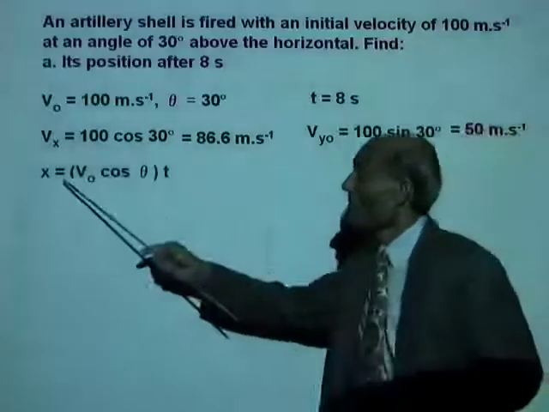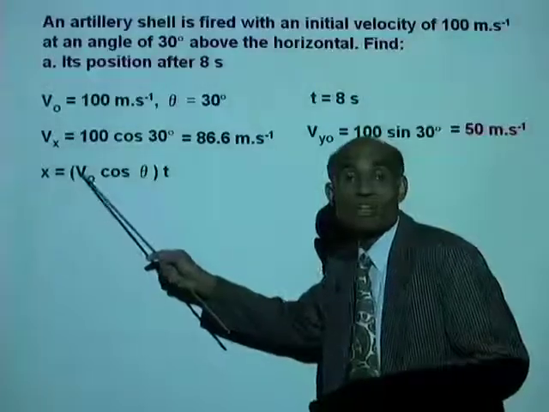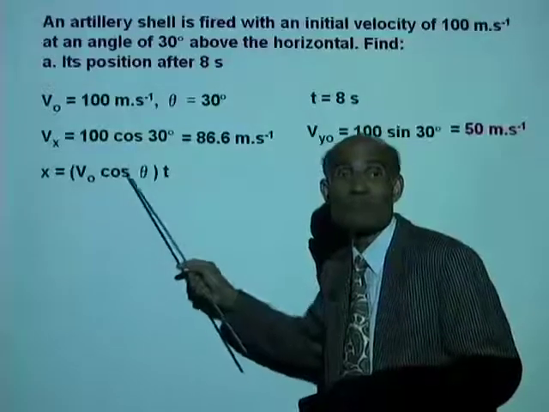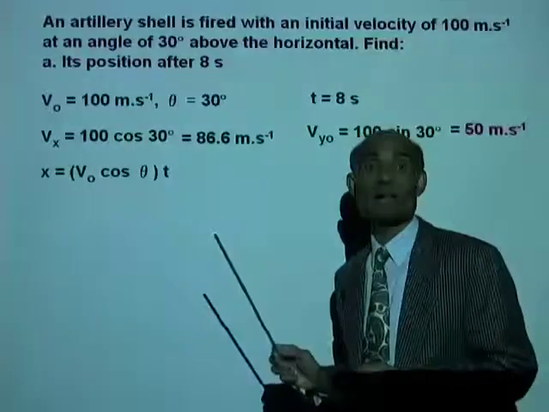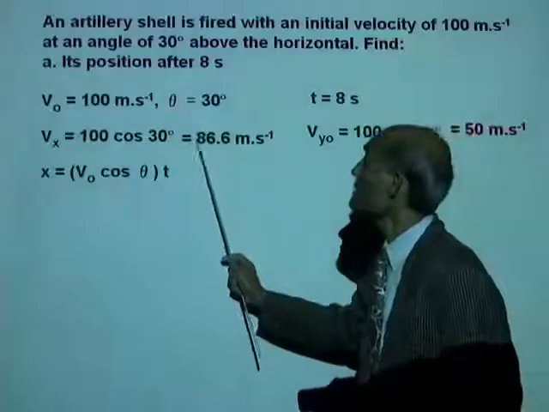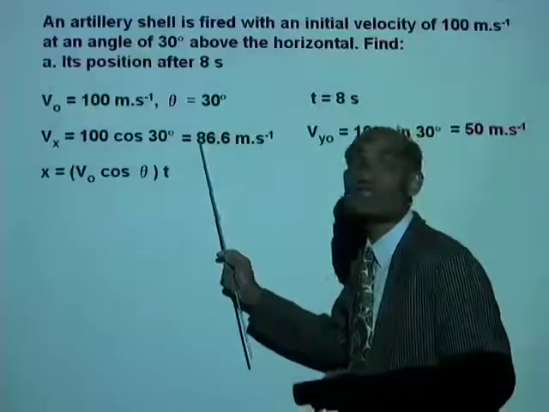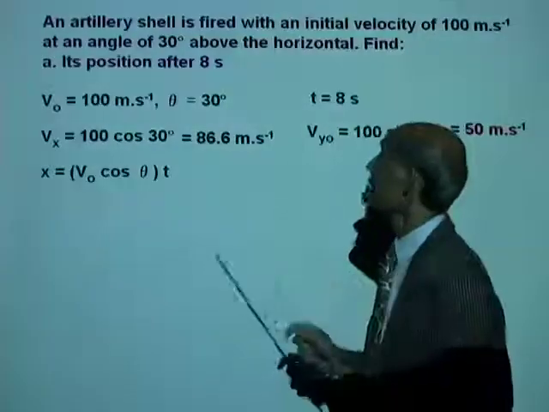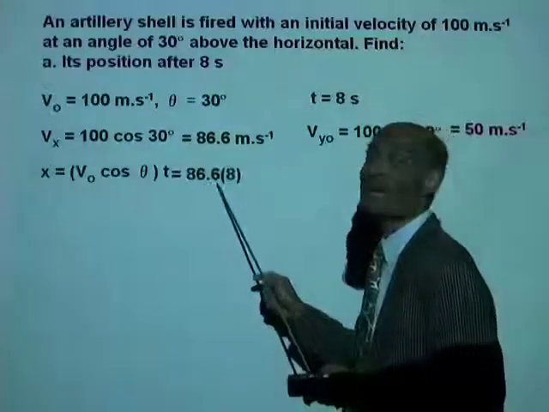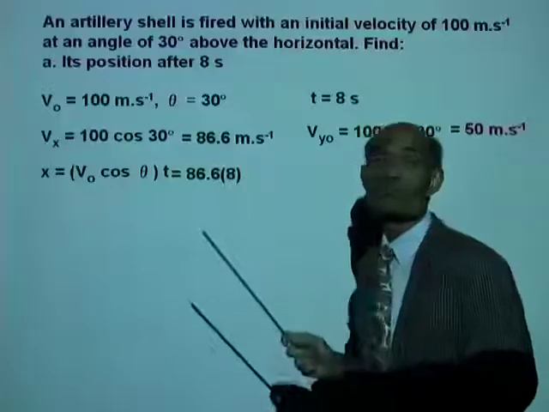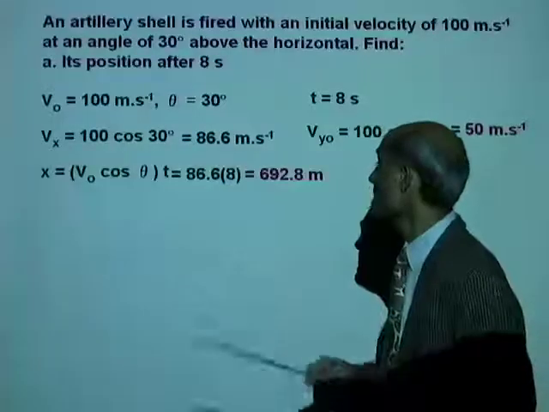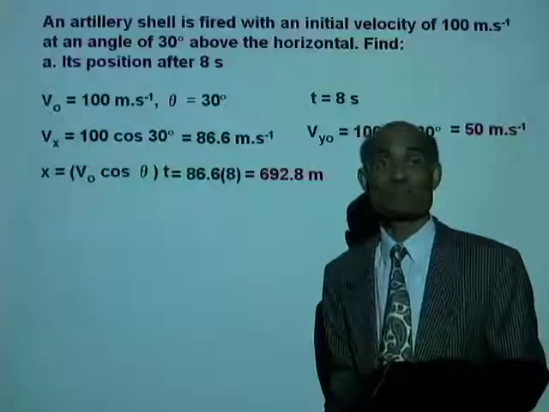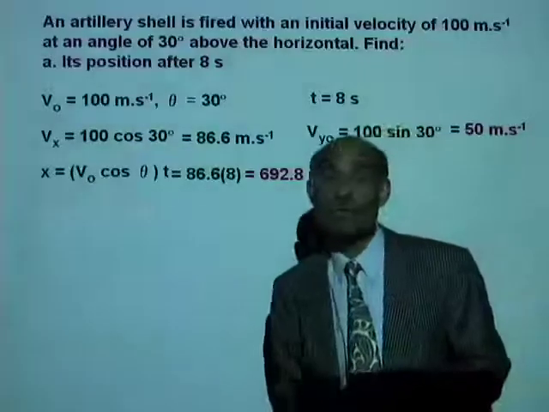Okay. The x position is the x velocity multiplied by time, v0 cos theta multiplied by time, and the x velocity is 86.6, which doesn't change. The time is 8 seconds, so that will be 86.6 multiplied by 8, that is 692.8 meters. And what is the equation for the y position?